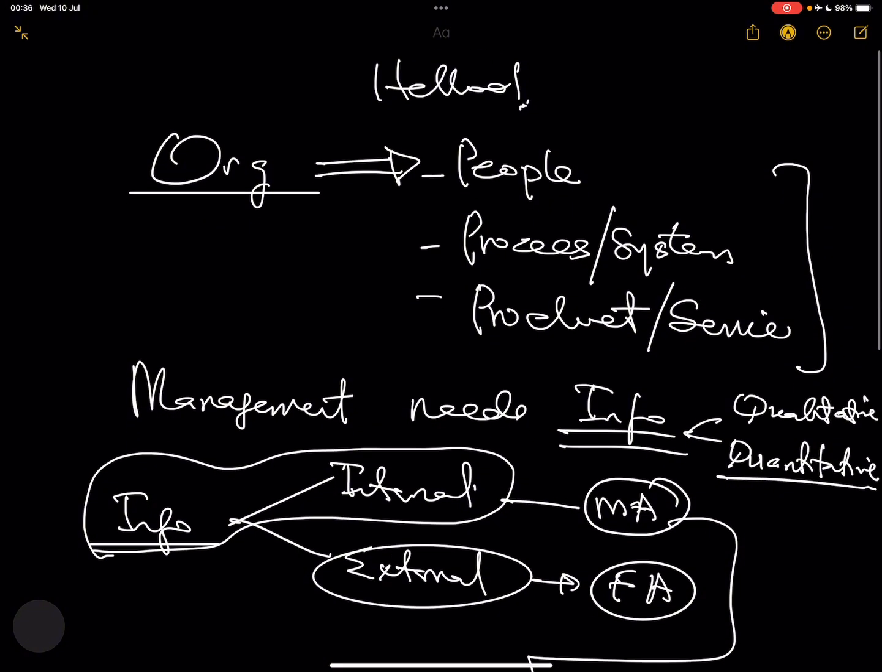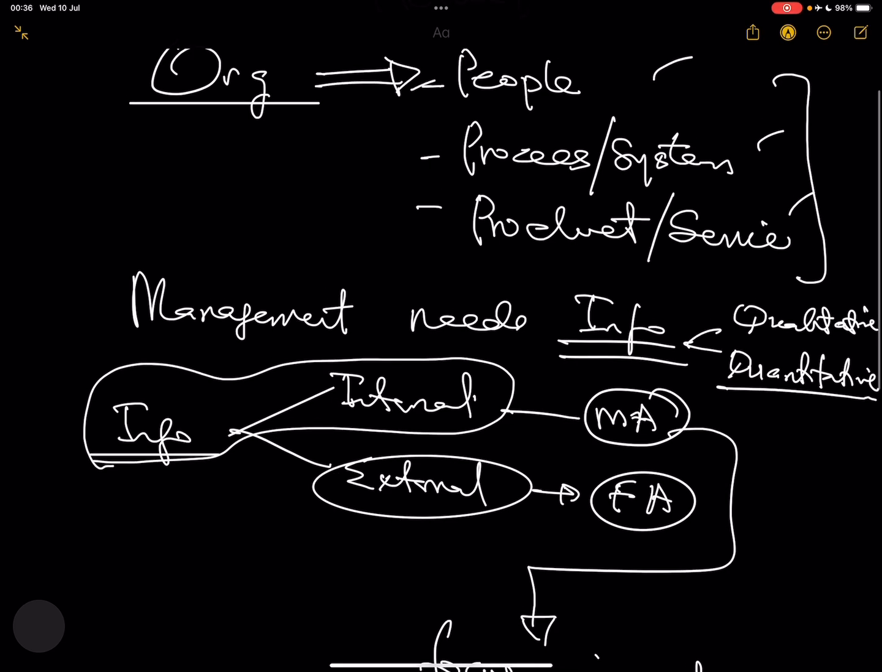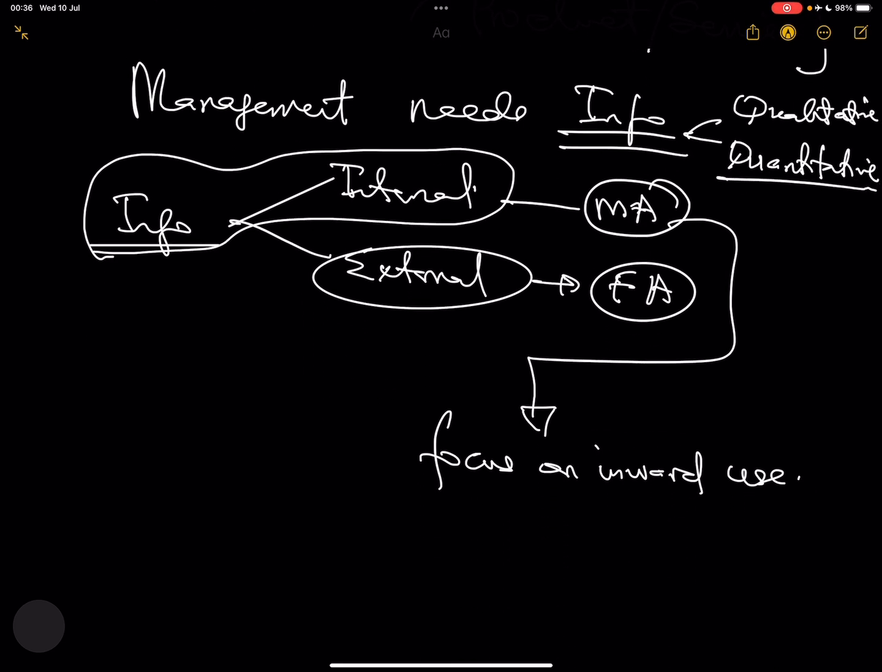Follow the story. You have organization like this in those categories. Management needs information to make the right decision on all of these so that the company can be successful. This information can either be for the internal use, which means the management themselves are using the information, or they are publishing it for the external use, government, investors, and that is the work of the financial accountant. And this is not what I'm looking at. This is what I'm focusing on in this series.